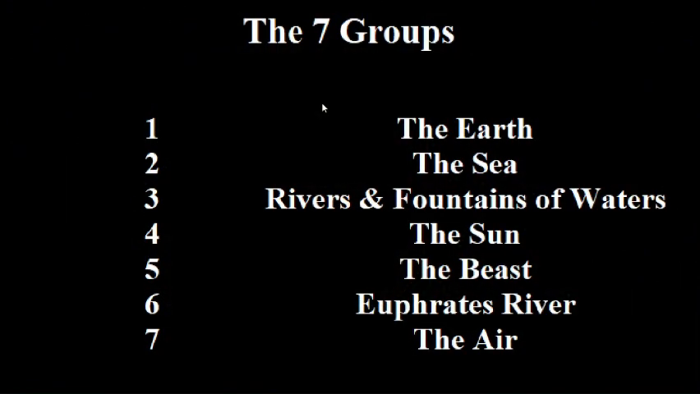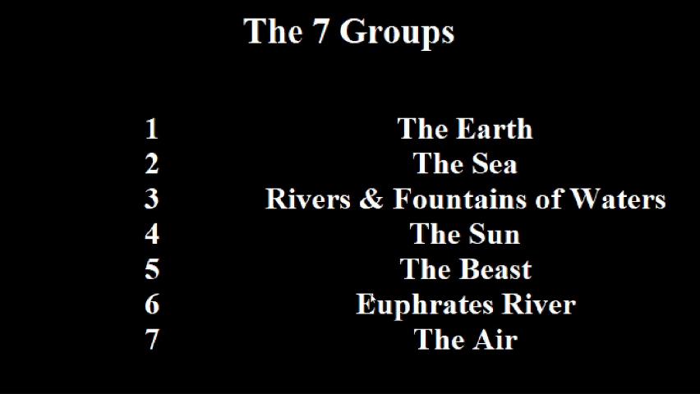So this is the pattern of the sequence that I found in the book of Revelation, and it's in chapter 16, and it's under the bowls or vials. The first bowl or vial is poured out on the earth. The second on the sea. The third on the rivers and fountains of water. The fourth on the sun. The fifth on the beast. The sixth on the Euphrates river. And the seventh on the air.